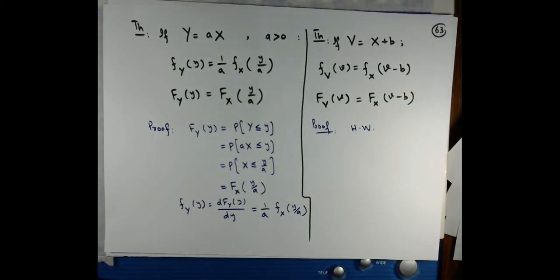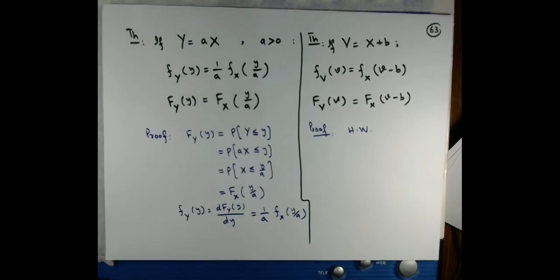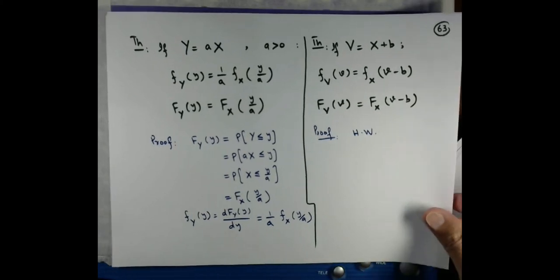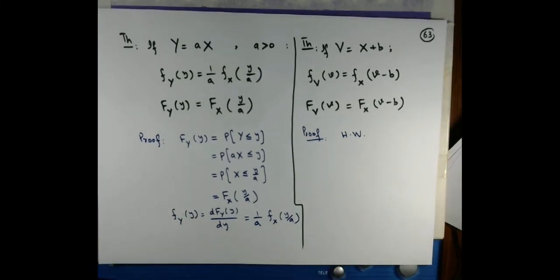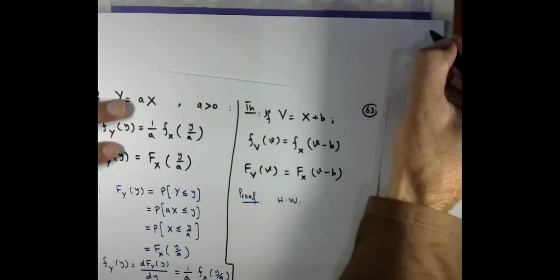So students, this completes our first part of the lecture, and that was about probability models of derived random variables. I'll move on to discuss another important and interesting topic, and that is transformation of the continuous random variables.